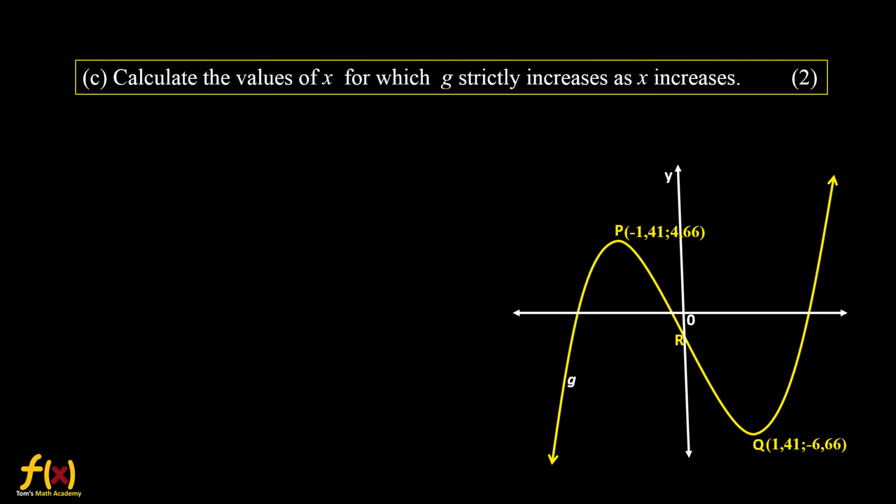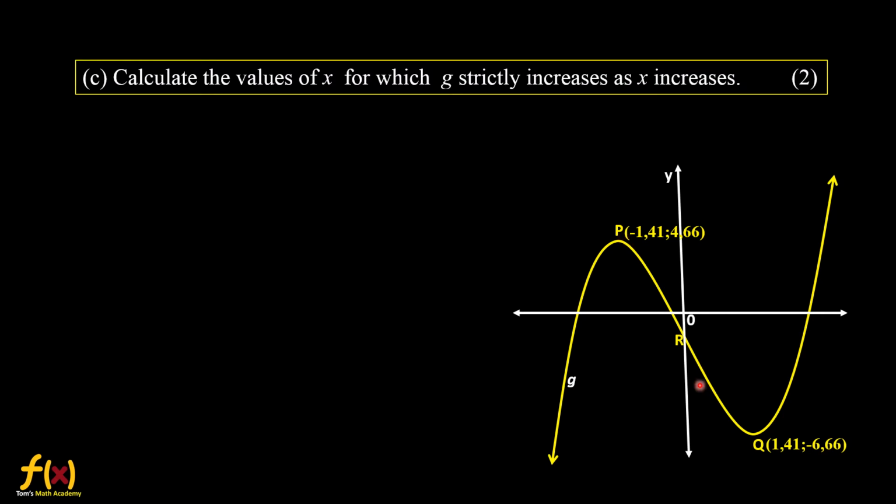Determine the values of x for which g strictly increases, only the increasing part. It's only 2 marks. We have already done many questions, but for those who have not understood, listen. The graph is increasing when x is increasing from left to right, from negative to positive. That is the meaning of x increases. Now look at the graph of g. It is going up from left to right. That is the increasing part. Again here, from Q onwards, going up, increasing.